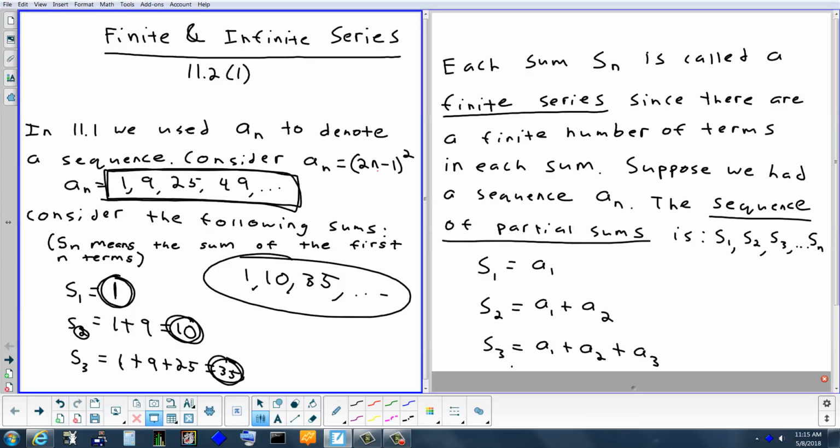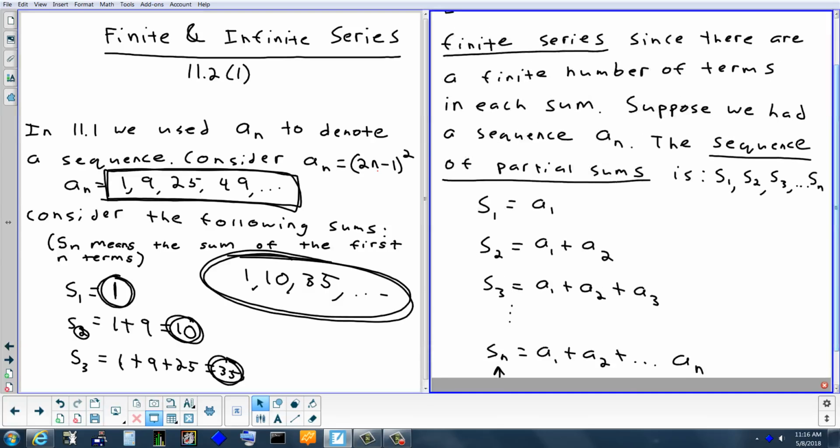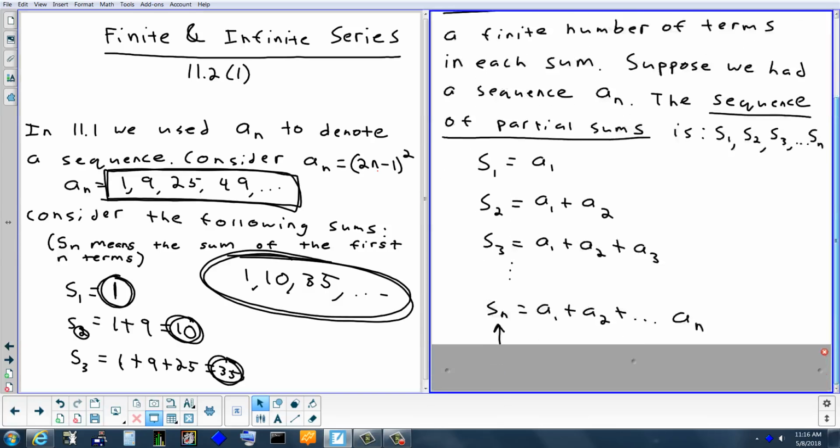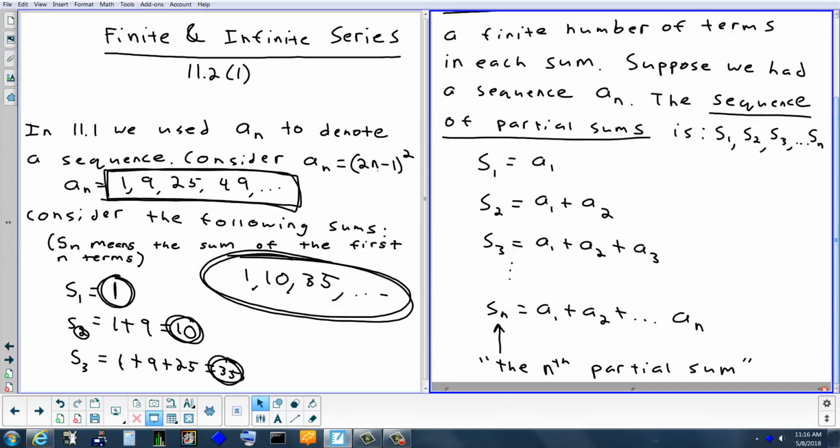We did these three right here for this specific sequence. We got 1, 10, 35. If you wanted to know S sub 4, it would be 1 plus 9 plus 25 plus 49. That would be the next number in that list. Okay, question on that idea? Okay, and you can go as high as you want. So this last one represents the nth partial sum.